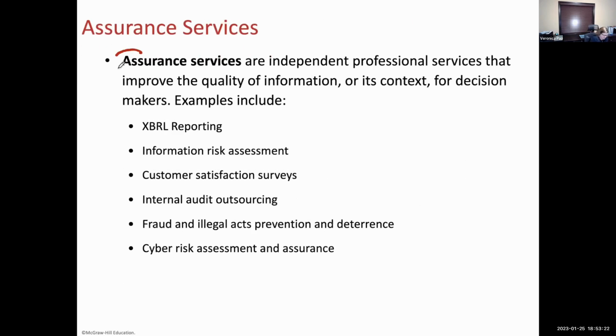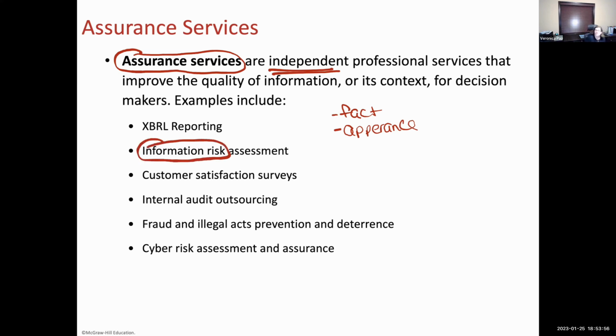Then we have what we're pretty much doing, which is assurance services. And this is independent. Don't forget that word. Independent in fact and appearance. We have to be independent in fact and independent in appearance. And that's usually as an external auditor. And that helps us to give a higher quality audit and a higher quality of information. And then we can talk about XBRL, we can look at our assurance services for information risk. Definitely keep this in your notes because you're going to be asked questions about it.